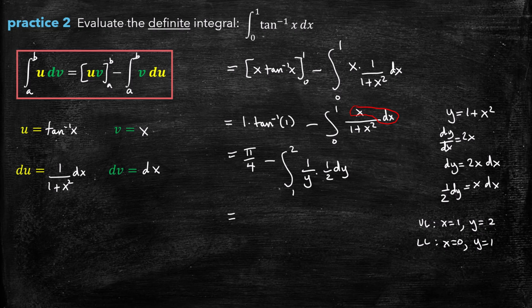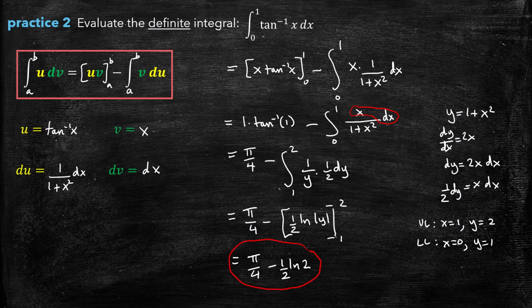And then we could just continue. So the integral of half 1 over y is just half ln absolute value of y, and that's from 1 to 2. And so we get pi over 4 minus a half ln 2. And ln of 1 is 0 anyway, so that disappears. And this is our final answer for the definite integral.